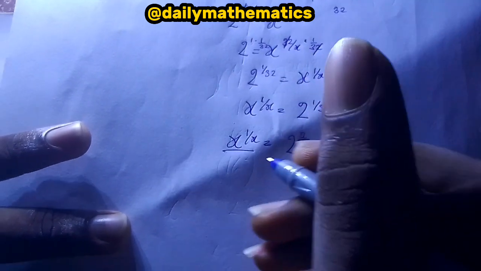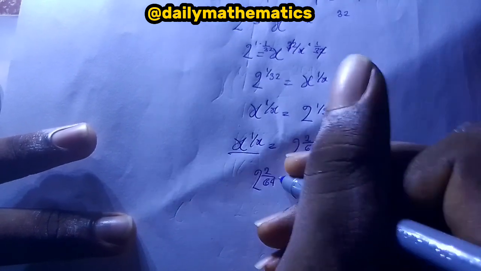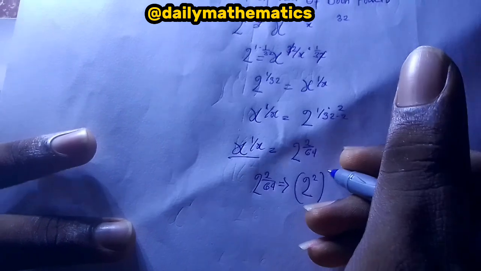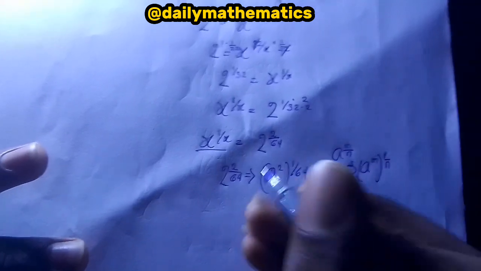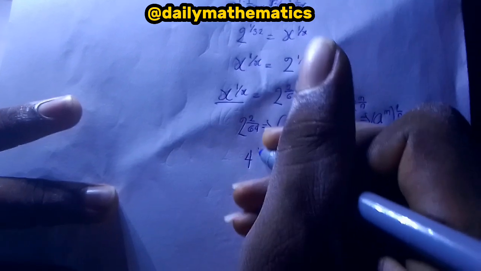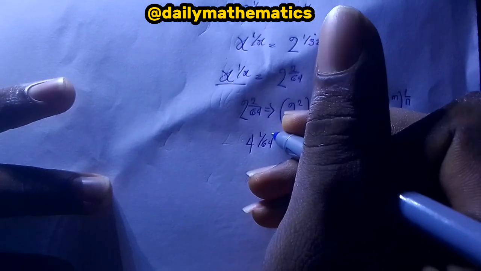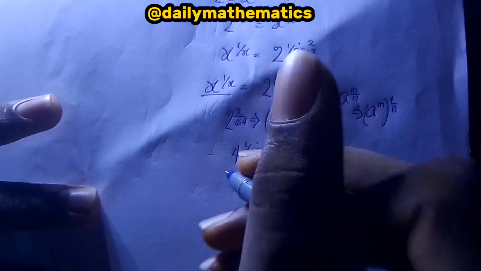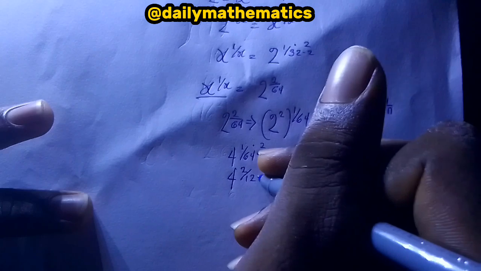So now here we can do it. We can just leave this one aside. So we bring this one, 2 raised to the power of 2 over 64. It becomes 2 squared, in brackets, raised to the power of 1 over 64, from this rule we had here, right? So from here 2 squared becomes 4 raised to the power of 1 over 64. And then we do the equivalent fraction of this one again, multiplying by 2 both at the numerator and the denominator. So we have 4 raised to the power of 2 over 128, right?